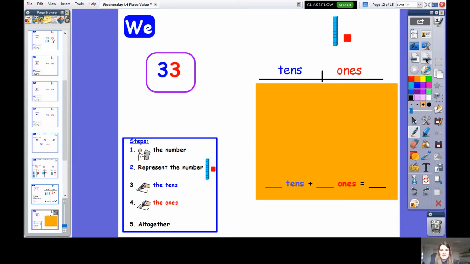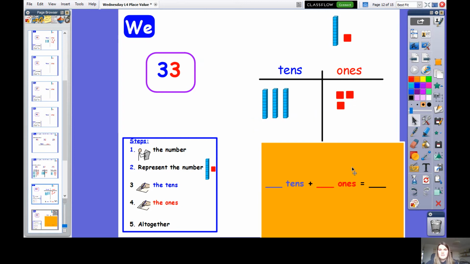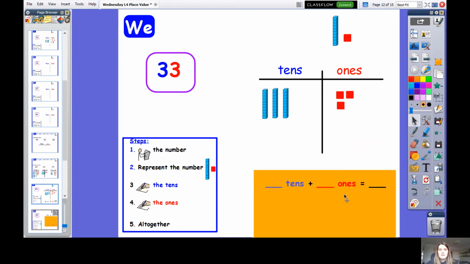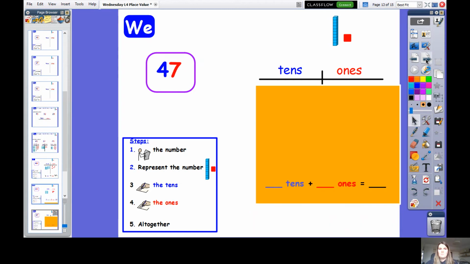Great. Let's see what you got. Okay, so you should have how many tens? 3 tens. And how many ones? 3 ones. And if we're writing that, what do we get? What's our whole answer? 33. Well done, because we put the 3 tens in and we put the 3 ones in, and all together it makes 33. Great job.